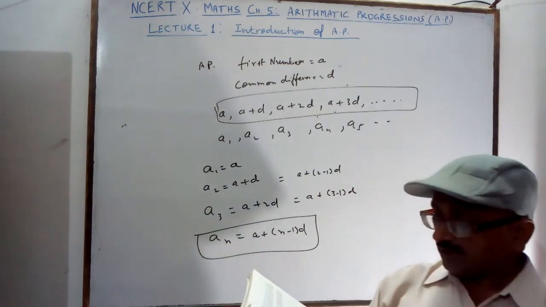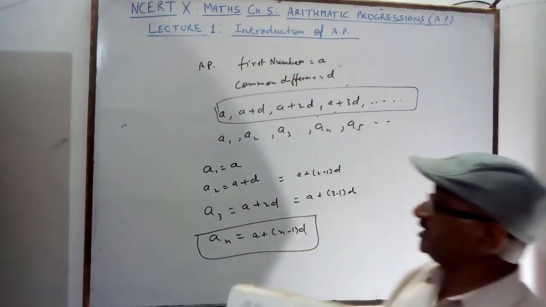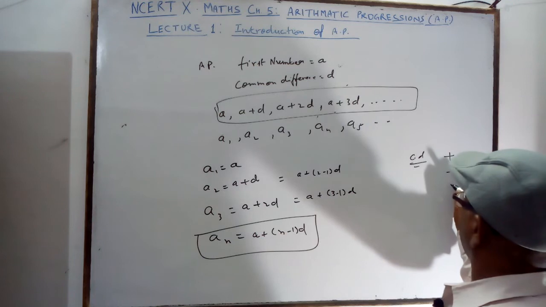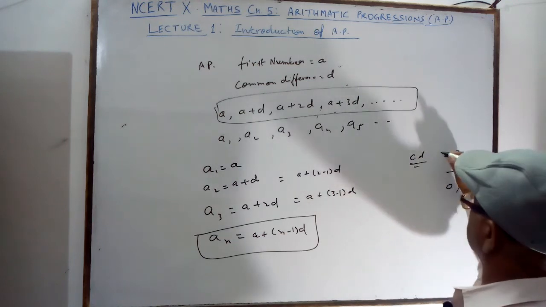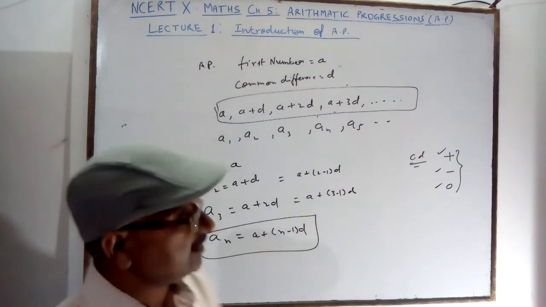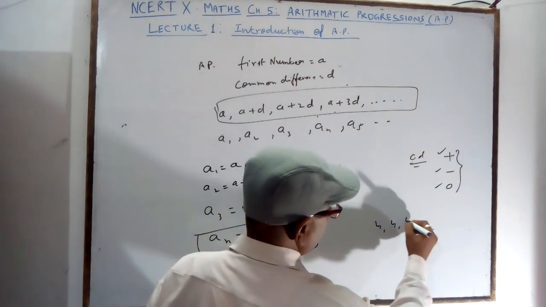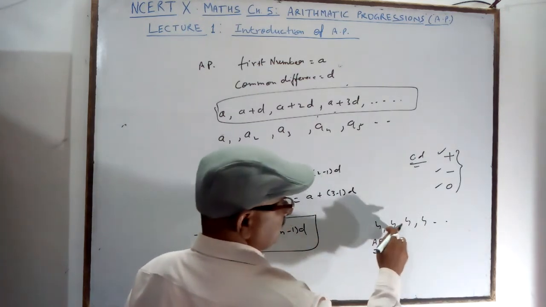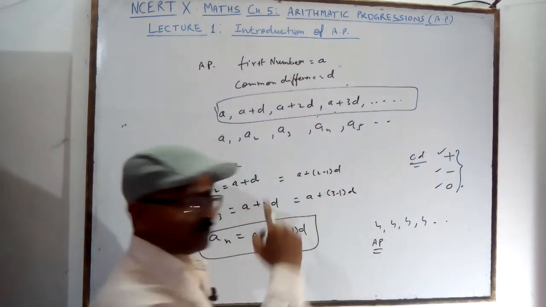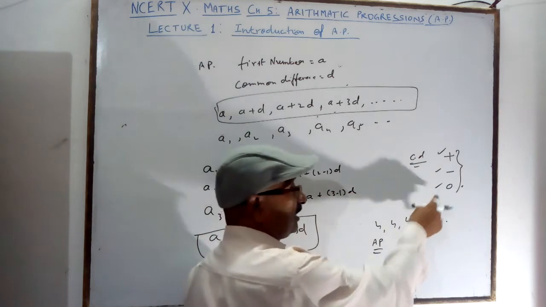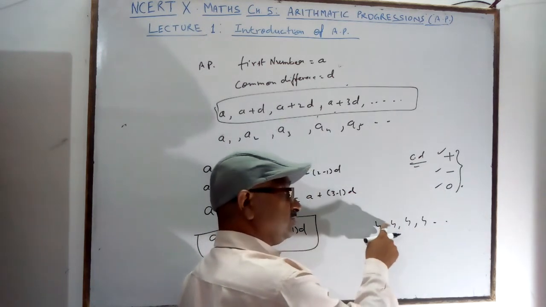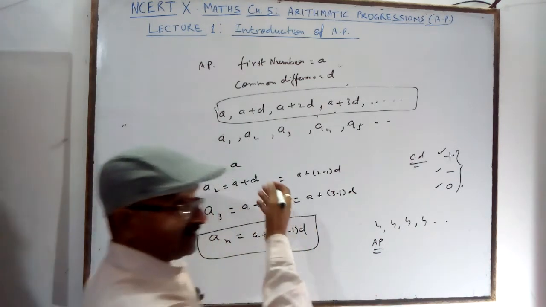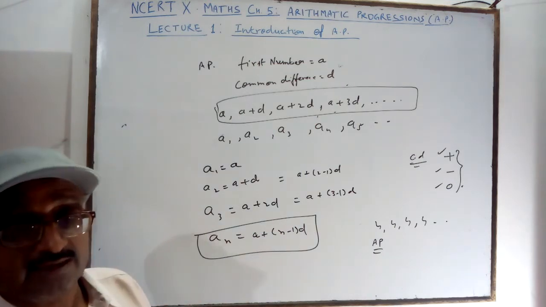The common difference is not necessarily always positive. The common difference of any AP will be positive, negative or 0, any one of these three. Why? If the numbers given are 4, 4, 4, 4, that is also an AP, because each term you are adding 0. Its common difference is 0. The first term is 4, the second term also 4, the third term also 4. An AP can also be negative, as you have seen: 30, 25, 20, 15, like this.